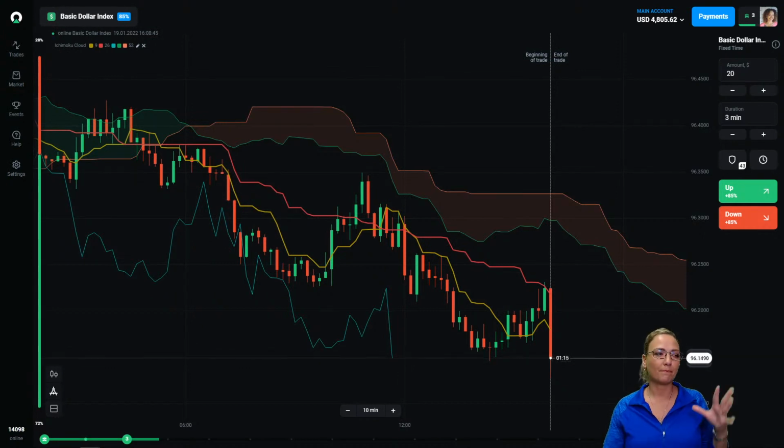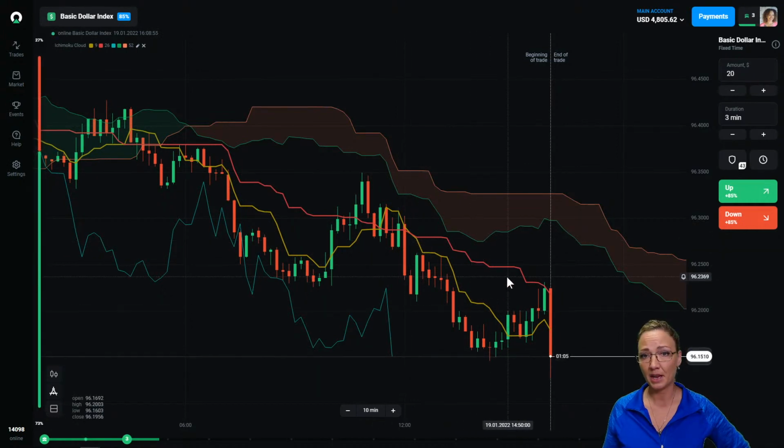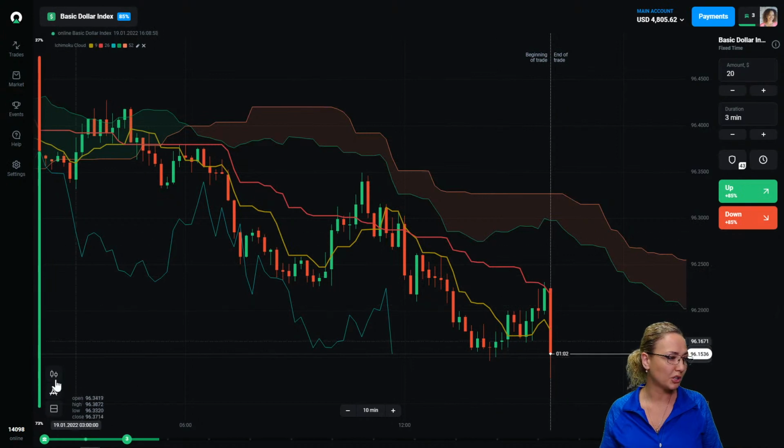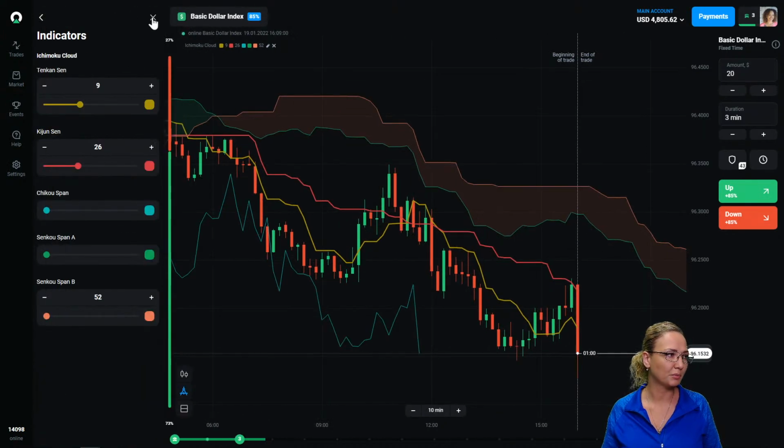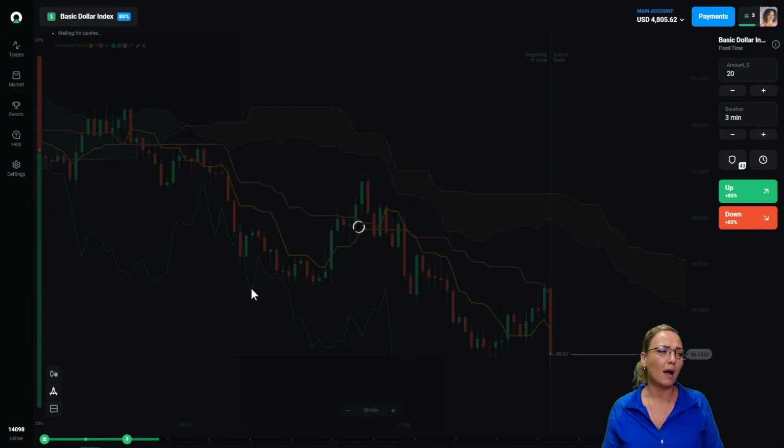So as I already mentioned, what we're going to do today is look for the TK crosses for the Tenkan-sen line and the Kijun-sen line, the yellow and the red. We are going to switch the chart type right here. Excuse me, that's my indicator tab, the chart type right here. We're going to switch to Heiken Ashi.